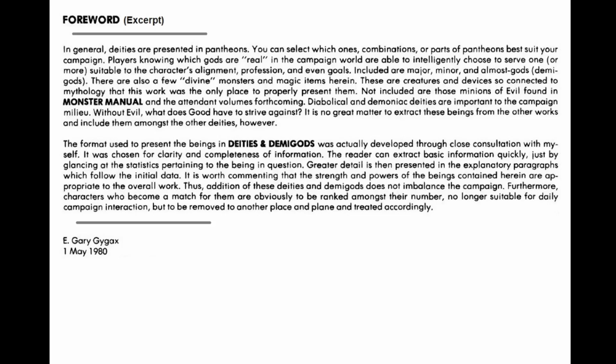There are also a few quote-unquote divine, early use of that word, monsters and magic items herein, separating it from arcane. These are creatures and devices so connected to mythology that this work was the only place to properly present them. Not included are those minions of evil found in the Monster Manual and the attendant volumes forthcoming. Let's not forget the Fiend Folio, but also Monster Manual 2 and other places.